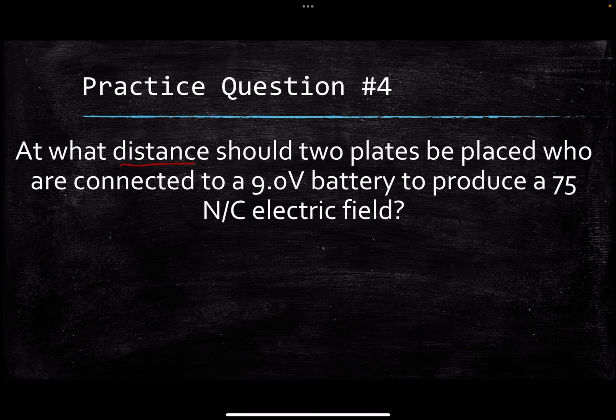Okay, so we're determining what d is. At what distance should 2 plates be placed, connected to a 9-volt battery, there's our potential, to produce a 75 Newton per Coulomb field? In this case, it is actually giving us our voltage and our electric field. So we can once again plug our numbers in and see that it should be 0.12 meters or 12 centimeters.